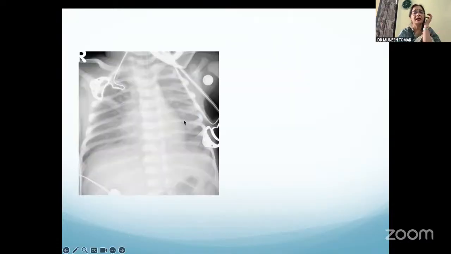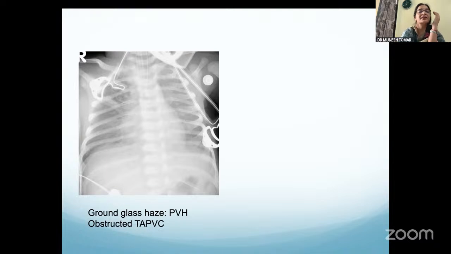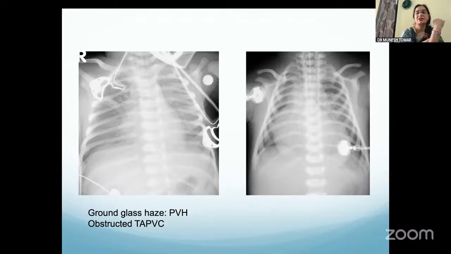Another patient, another newborn with cyanosis, with low saturation around 80-85%. Again, in this chest X-ray, there is no cardiomegaly and the lungs are hazy. So the so-called ground glass appearance is there, which is a case of obstructed TAPVC. Non-obstructed TAPVC, you won't get this picture. The other thing is your RDS, your HMD, which will give almost the same type of picture. And in that situation, your hyperoxia test will help you.